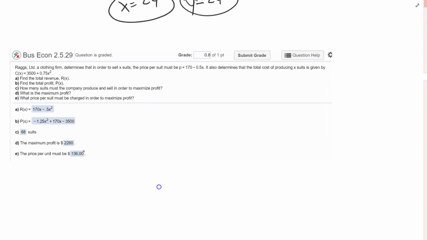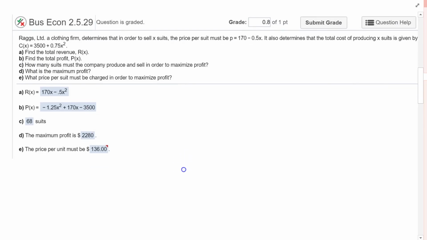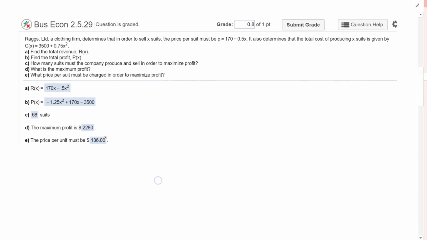The next question is very similar, except that it has a little bit more application in economics, and we're coming up with this price per suit function. This x value is how many suits you're going to be producing, and the costs for producing those suits are given. Total revenue, the money you're making, is going to be the number of suits you sell times the price of the suits.